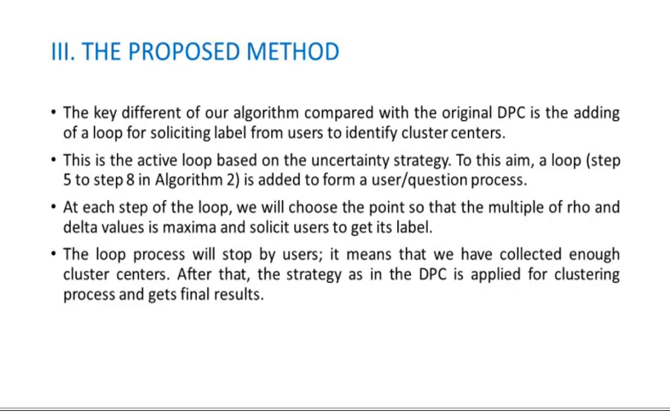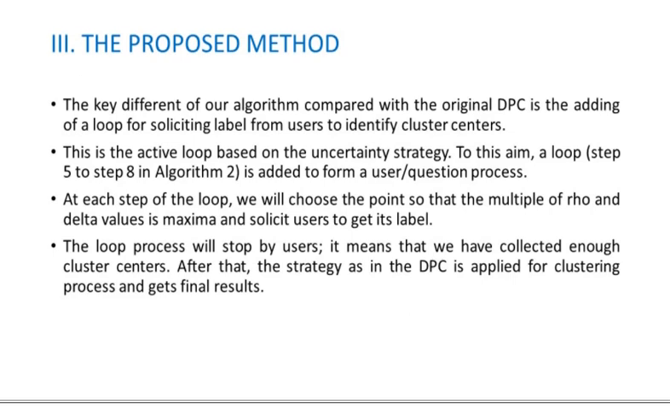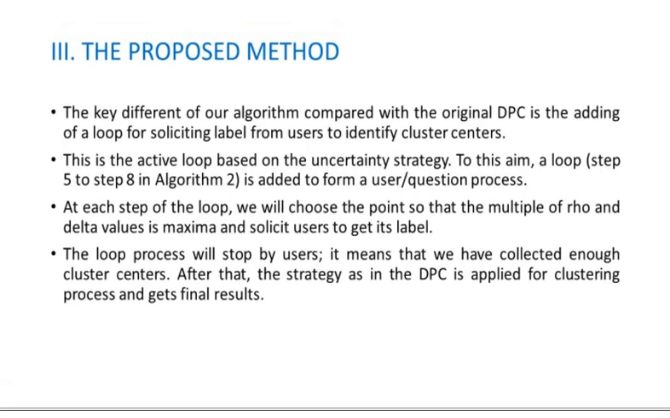Part 3: The proposed method. The key difference of our algorithm compared with the original DPC is the addition of a loop for soliciting labels from users to identify cluster centers. This is the active loop based on the uncertainty strategy.